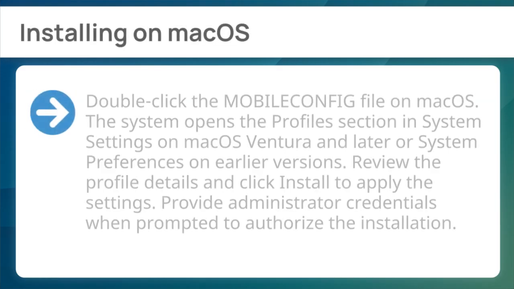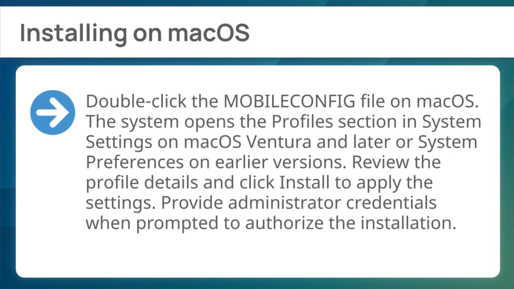Next, installing on macOS. Double-click the MOBILECONFIG file on macOS. The system opens the Profile section in System Settings on macOS Ventura and later, or System Preferences on earlier versions. Review the profile details and click Install to apply the settings. Provide administrator credentials when prompted to authorize the installation.